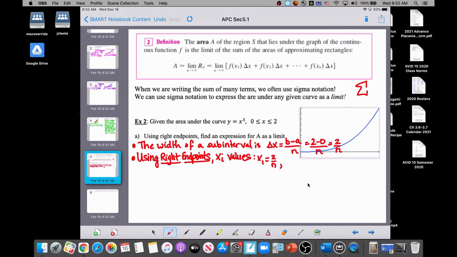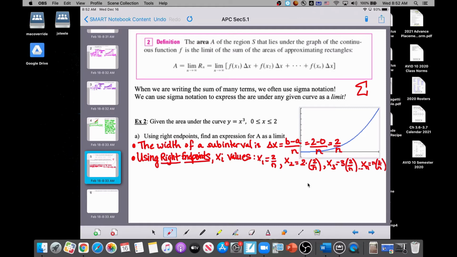Our endpoint of our second interval, so we'll call that x sub 2, is going to be equal to 2 times that distance 2 divided by n. Our x sub 3 is going to be equal to 3 times our distance 2 divided by n. So you can kind of see the pattern that we have going here. So any term x sub n is going to be equal to n times 2 divided by n.